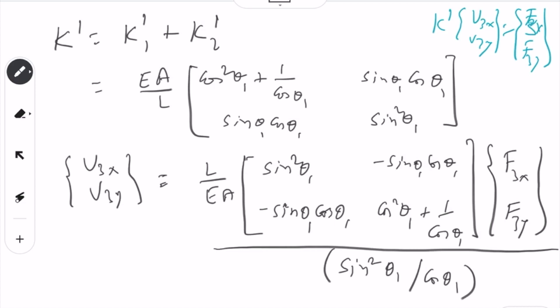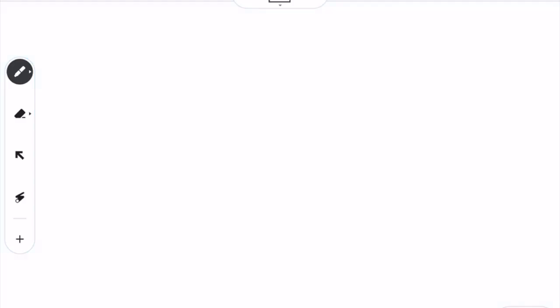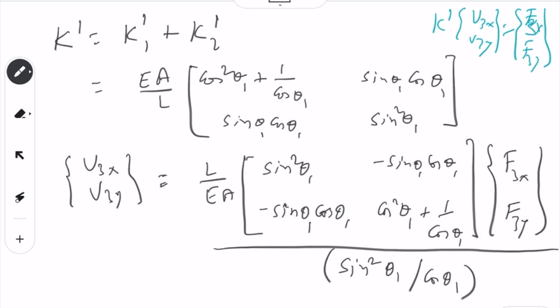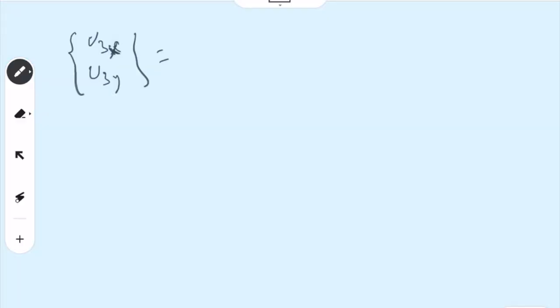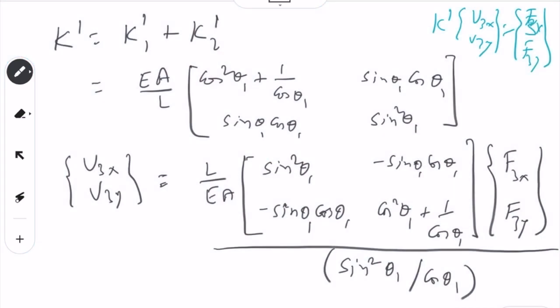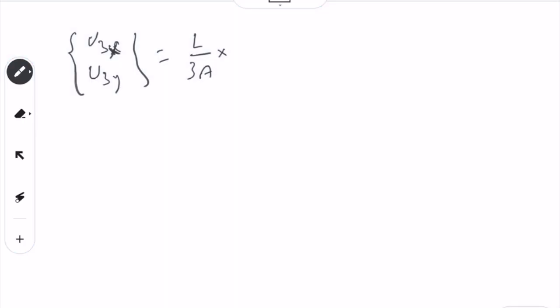Done. So here you will see your answer coming. Accordingly you can find the next thing, simplify. So u3x and then u3y is equal to L over EA, not 3a but EA.